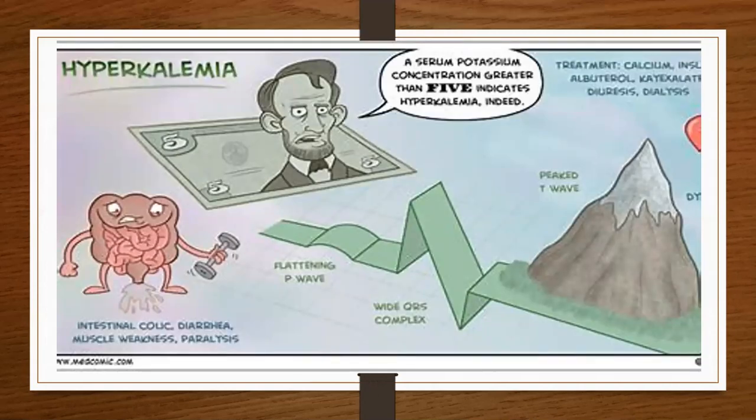So here we see with hyperkalemia, a serum potassium concentration greater than 5 indicates hyperkalemia. And with this, you're going to see on your EKG a flattening of your P wave, a wide QRS complex, and one of the most defining things will be a peaked T wave.